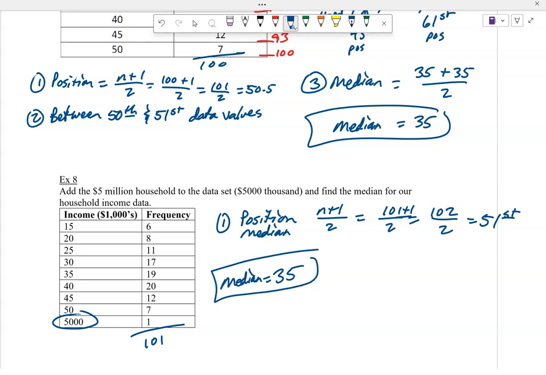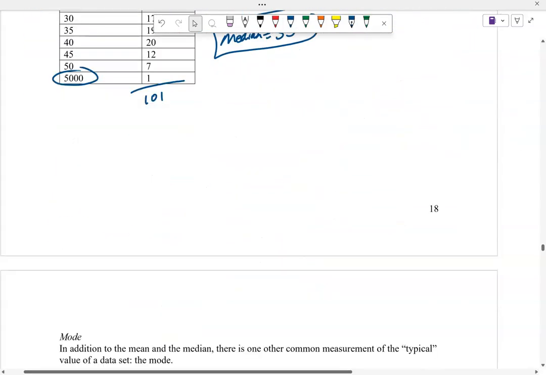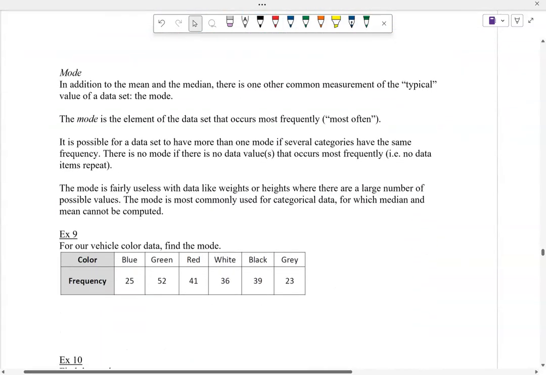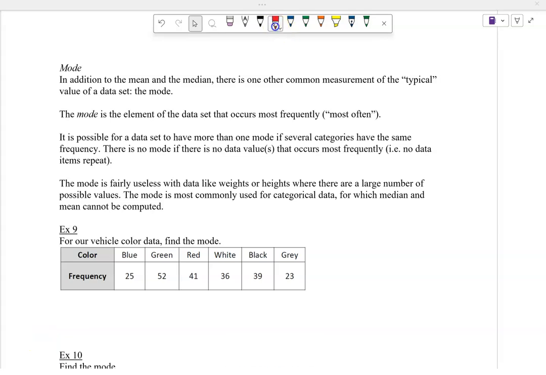So even with Elon Musk, this is a much better measure of central tendency, because the measure of central tendency here, being the median, is 35,000. Better measure of central tendency with household income, even with the outlier thrown in. All right, the third measure of central tendency is mode, M-O, most often.